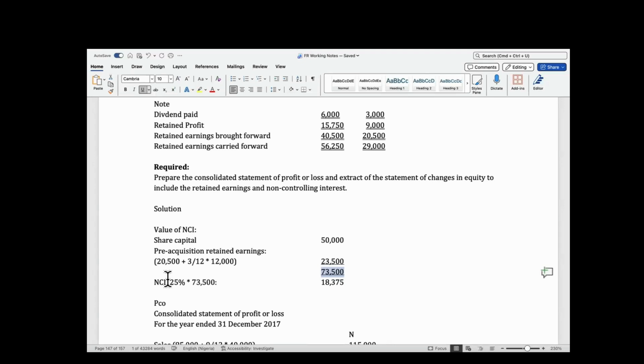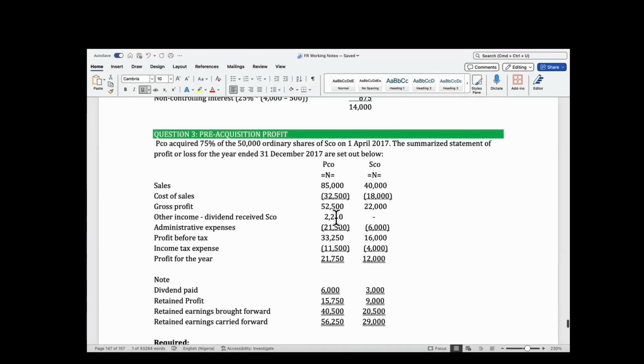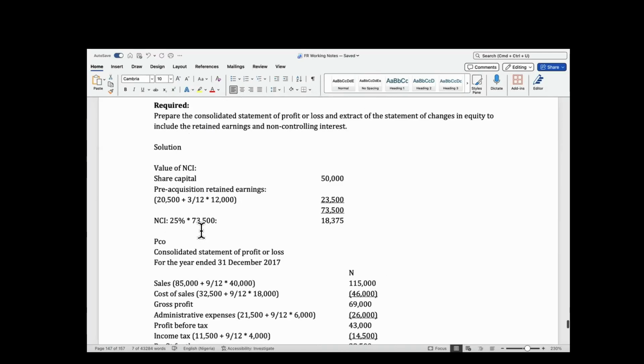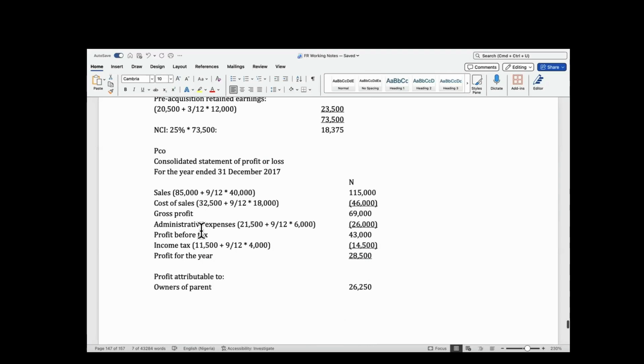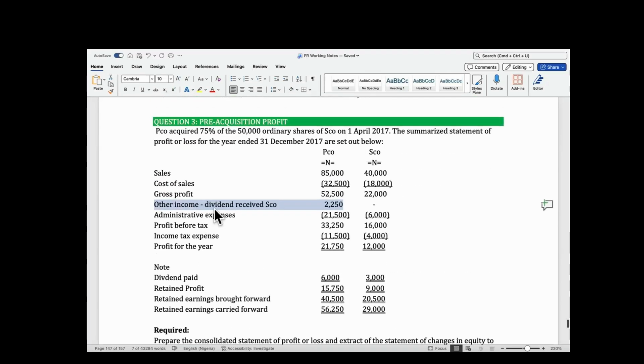I'm waiting for questions. Yes, please go ahead. Sir, I'm asking about the dividend paid of 2,250 naira for the parent company. How did you treat it? I didn't consolidate it. I just ignored it because it has been eliminated. That's why you won't find it in the consolidated account. It's an intra-group transaction that you don't consolidate.